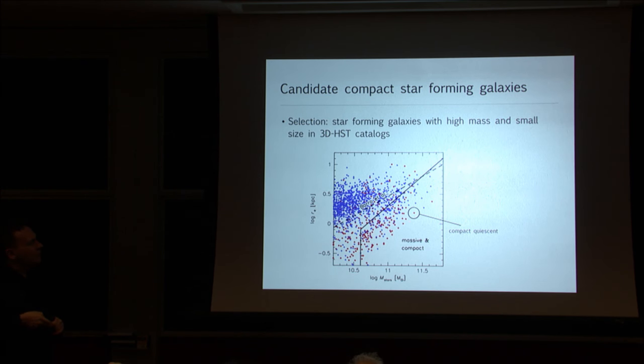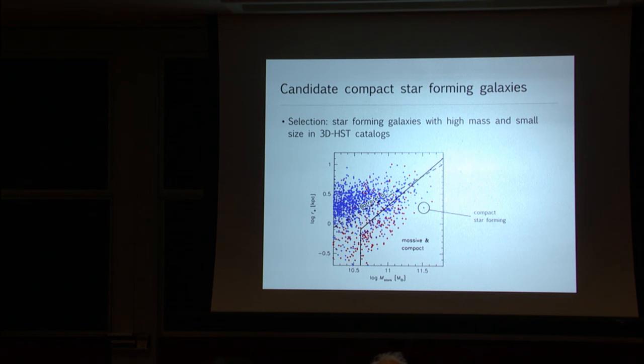And so you have these compact quiescent galaxies, which are the red dots. Those were the objects I talked about before. But then as you can see, there's also a lot of blue dots, and those are star-forming galaxies. So they exist. Most star-forming galaxies at this redshift are larger, right? But there are these small star-forming galaxies that are consistent with being progenitors of these dead compact things.